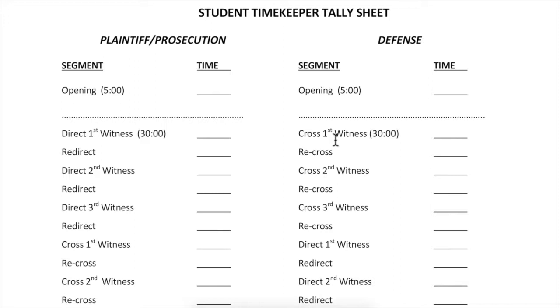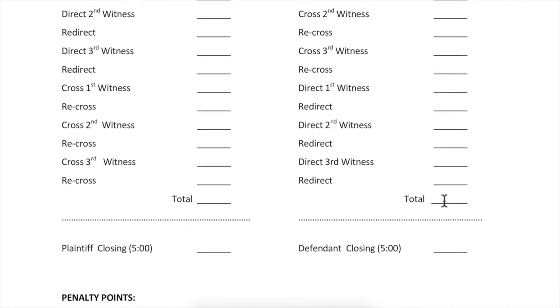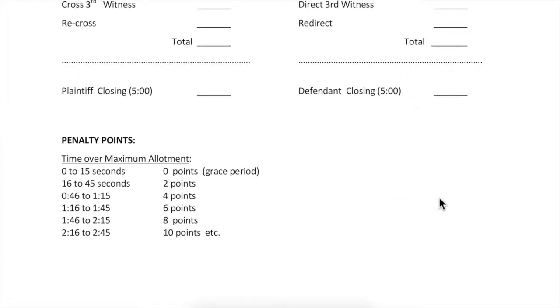Please note that each side gets a total of 30 minutes. And if a side goes over, please note the grave penalties that each side gets. If you go 2 minutes over, 2 minutes and 16 seconds over, you're penalized 10 points. That's an enormous penalty in the competition. So the students get the benefit of being able to warn their teammates at 5-minute intervals.